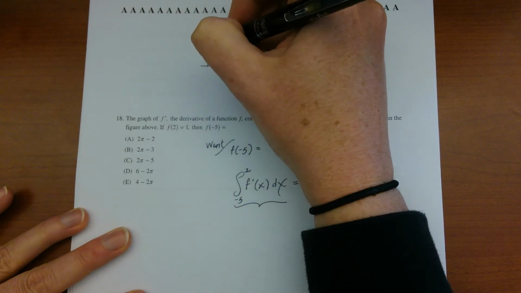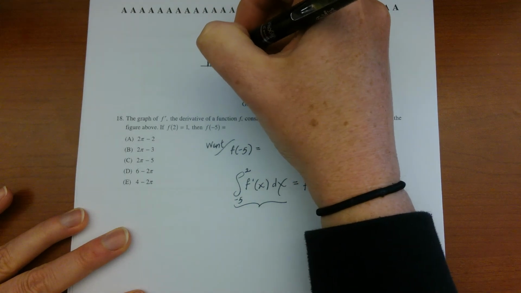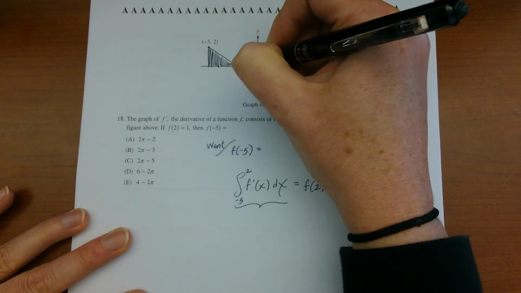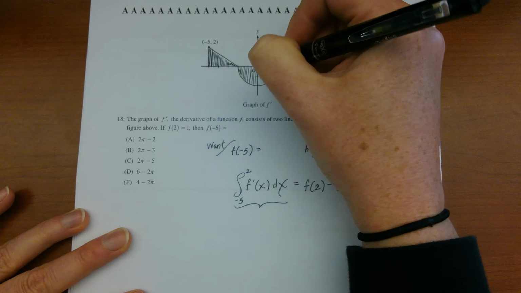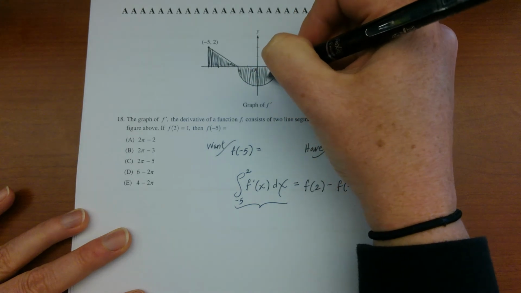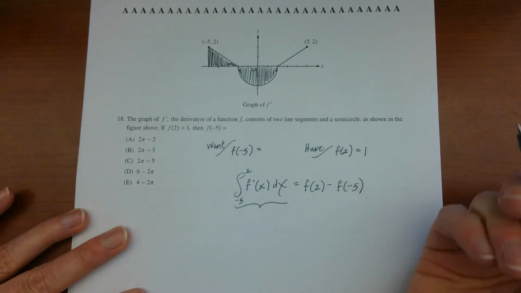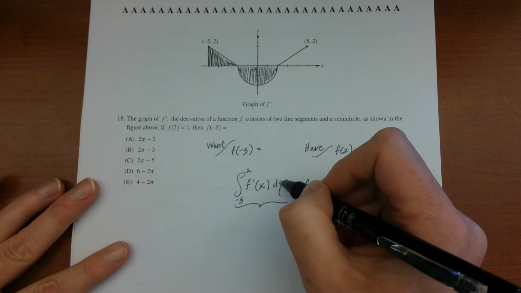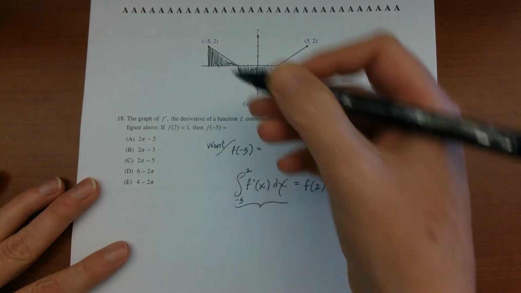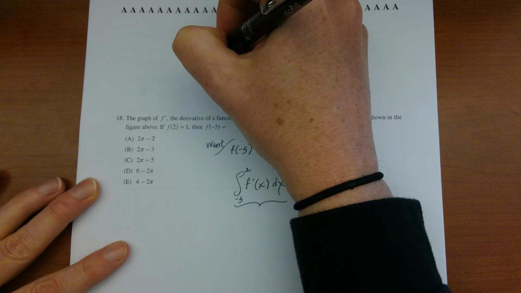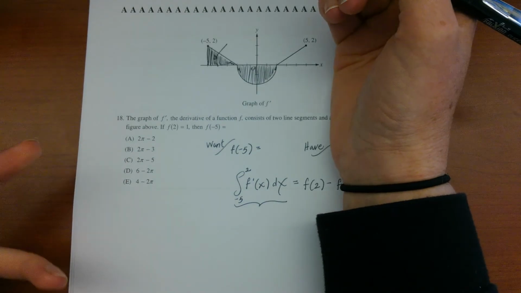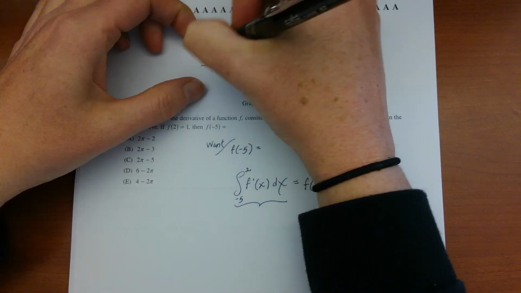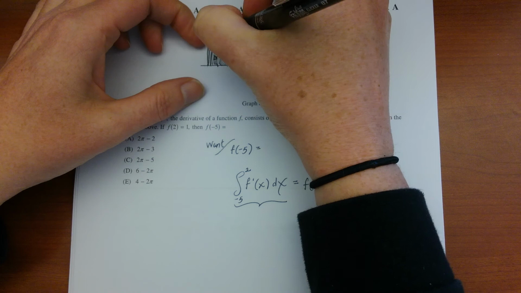So here's negative 5 to negative 2. Here's negative 2 to 0, and here's 0 to 2. So at this point, we're going to use our connection between area and integrals to get a value for this integral. Let's start by finding the area of this triangular region here just by doing 1/2 base times height. The base is 3 units, the height is 2, and so the area of this triangle would be 3.